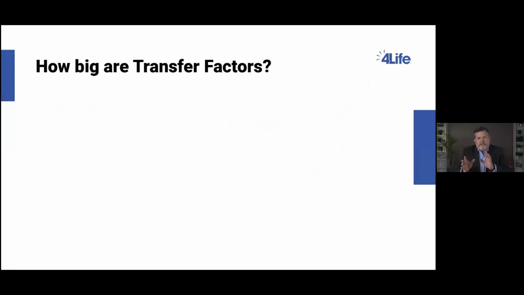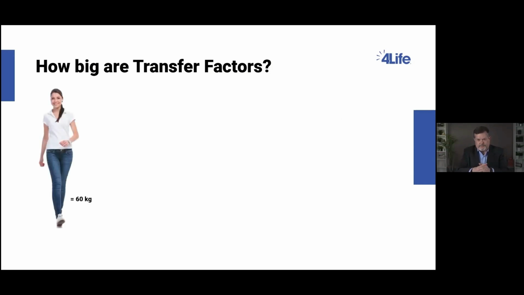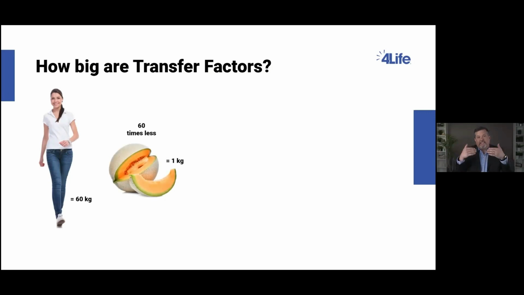So we talked about the Daltons. Now let's give you a little bit of a better picture of what that really means. We're going to start big and work our way down small here so you can see just how small a Dalton is. So here's your average 60-kilogram woman. That's something we're all fairly familiar with. Now, if we go 60 times smaller, down to the size of a melon, it weighs about 1 kilogram. So we've gone 60-fold smaller.